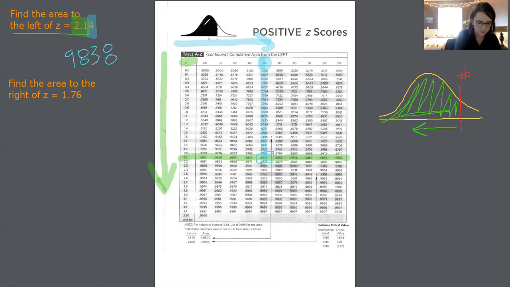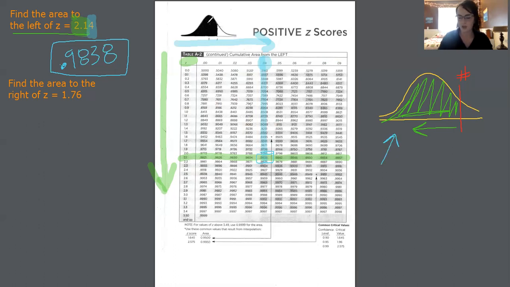The number we land at is right here, 0.9838. Okay, that is kind of a sad looking 8. Let's fix it. 0.9838. So what is this number in terms of our bell curve? Where does it go?